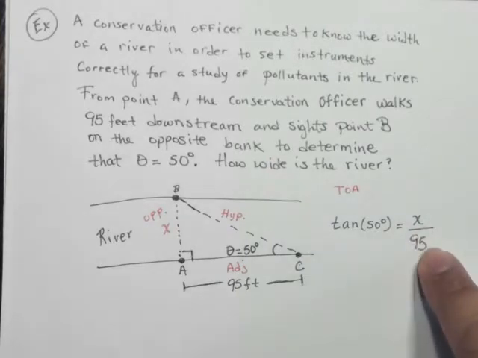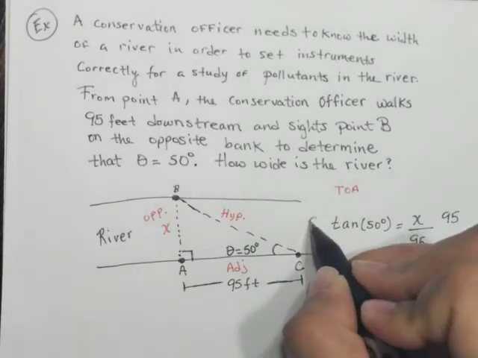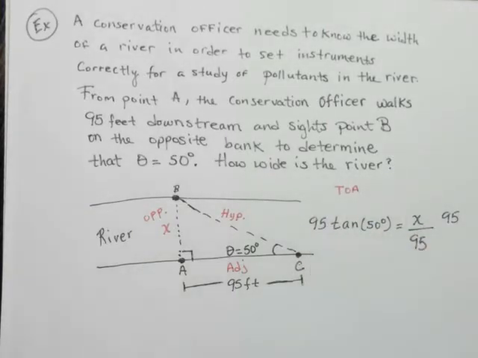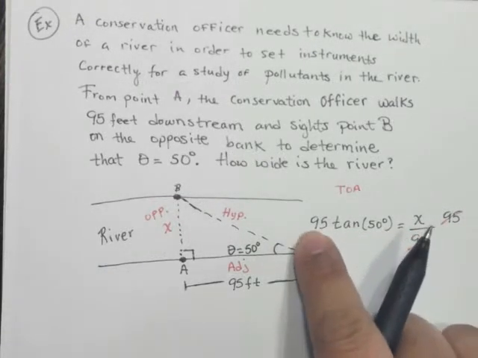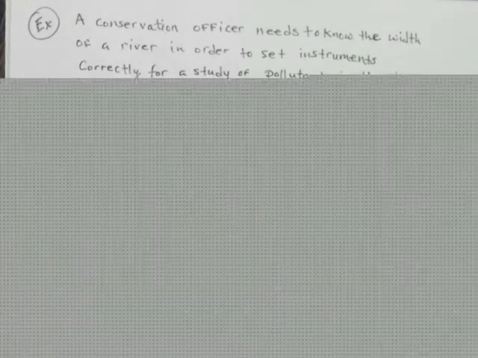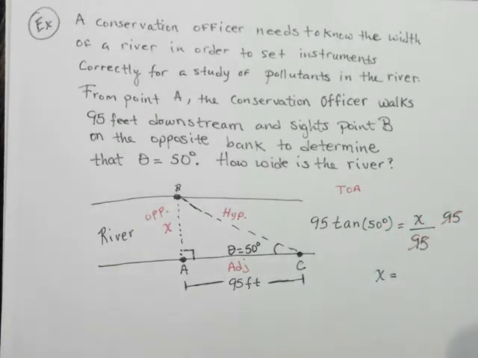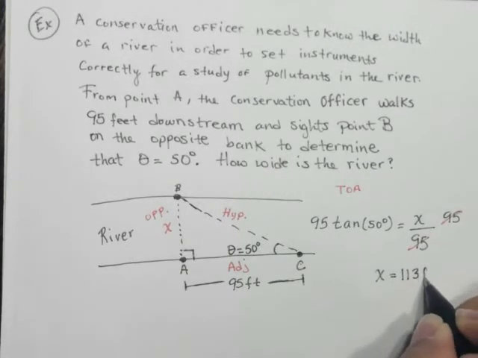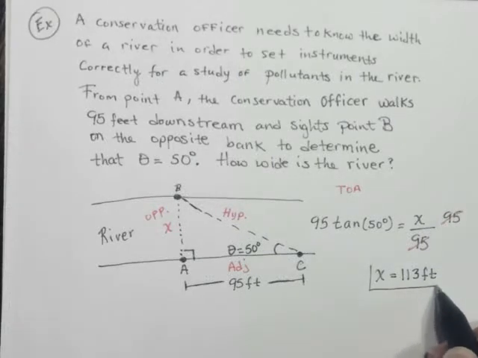Now, what we're going to do is clear the fraction by multiplying both sides by 95 feet. And what we're going to find is that the value for x, which is the width of the river, is 95 times the tangent of 50 degrees. You're going to easily be able to do this on your calculator. Be sure, of course, that your calculator is in degree mode, and you're going to get x equals 113 feet. So this is actually the width of the river.